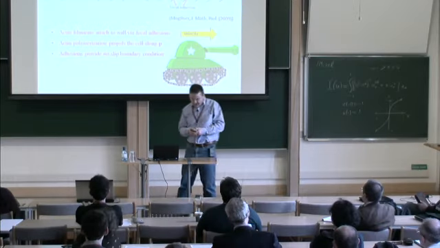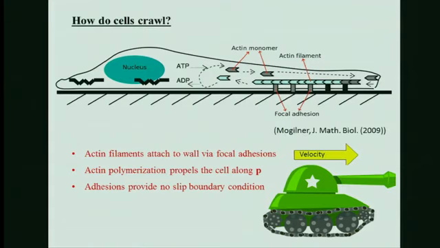And I mentioned these focal adhesion complexes, which are proteins which connect to the filaments and stick through the cell membrane onto, if you're crawling along a glass wall, the wall. So this process is a kind of crawling. The polymerization process is often called treadmilling. By polymerizing at the front and losing monomers off the back, you can imagine that this whole thing will move forward basically like a tank. And then the focal adhesions give you a no-slip boundary condition, which is what you need here.